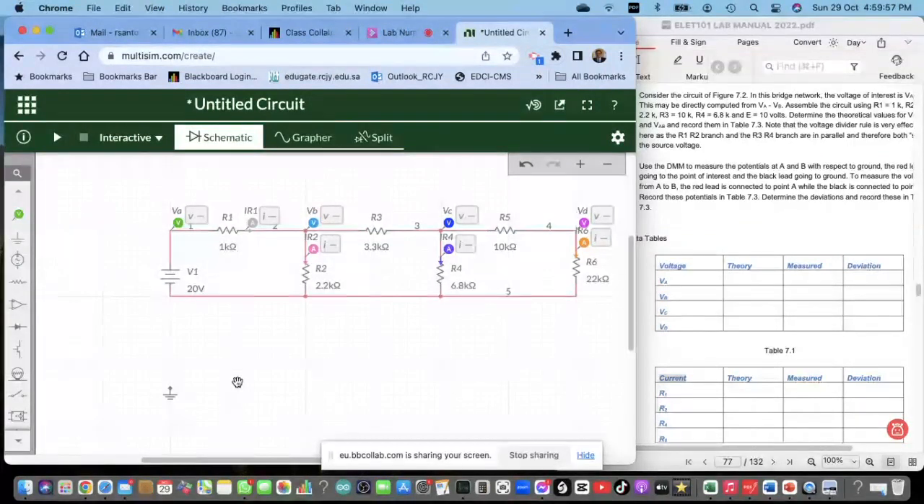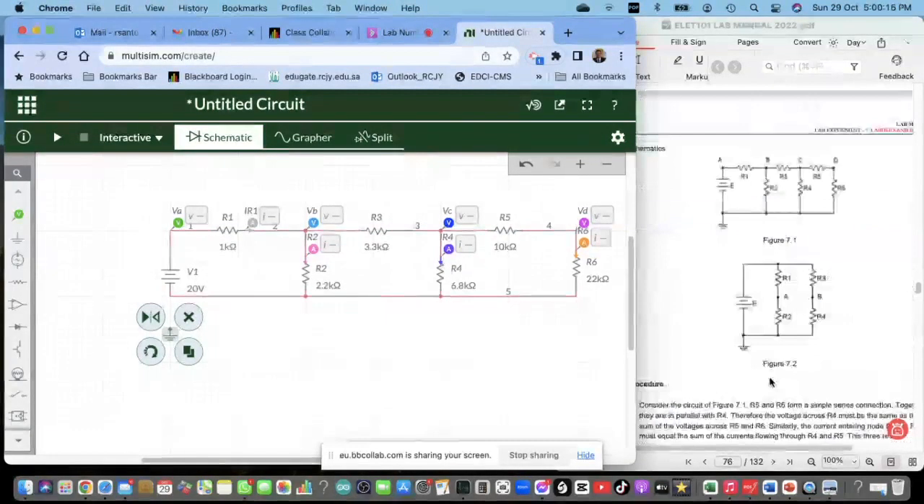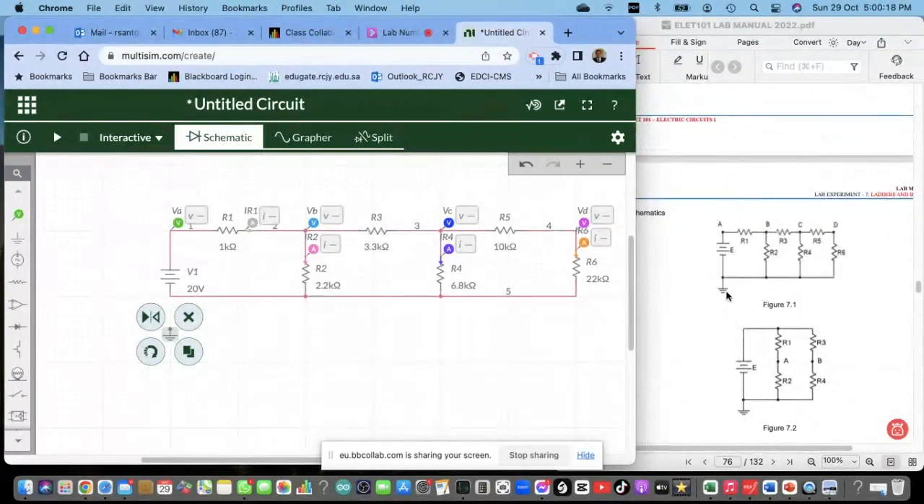Don't forget to connect the ground connection, because otherwise it will have an error. If you simulate the circuit without this ground connection, you will have an error. So you have to put a ground connection, even though, as you can see, the circuit is showing the connection for the ground. This one.